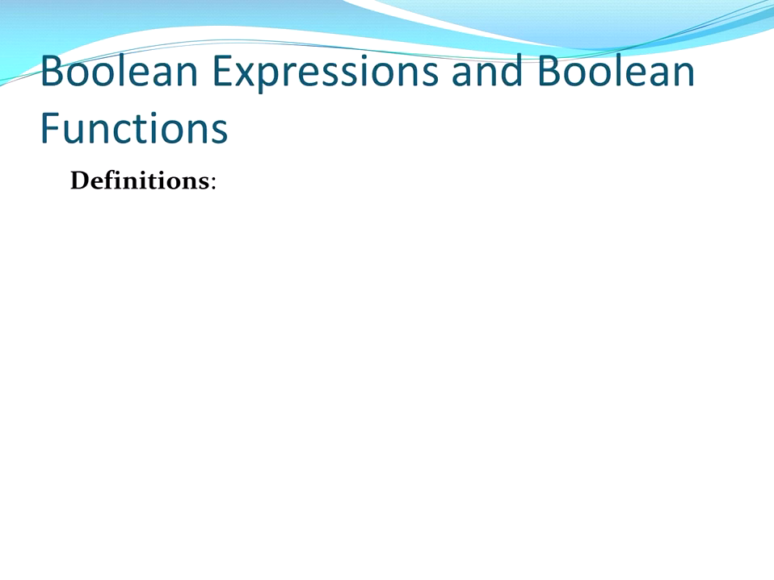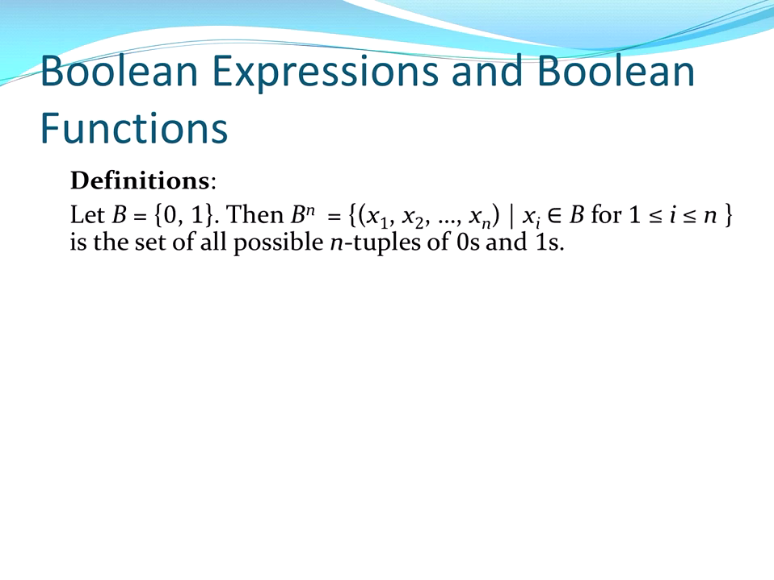All right, so let's talk about the functions. So our set of possible values we'll say is 0 and 1. Again, we could use different symbols, but those are convenient. And then if I want to create an n-tuple of zeros and ones, I would say that B to the n is the set of n-tuples of zeros and ones.